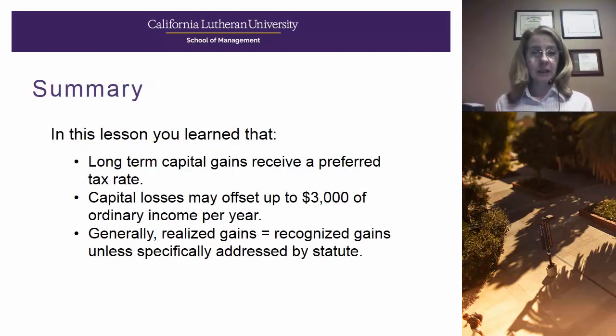So in summary, long-term capital gains receive a preferred tax rate. Capital losses may offset up to $3,000 of ordinary income per year, and generally realized gains equal recognized gains unless specifically addressed by statute. We've talked about some of those specific exceptions in this lesson, and we'll learn about additional exceptions in later lessons. I hope now you have a better understanding of capital gains and losses.